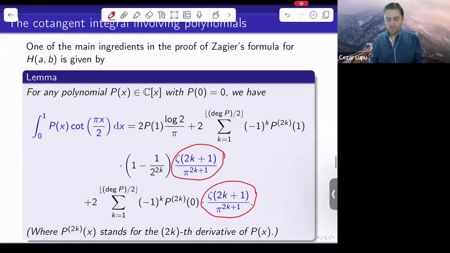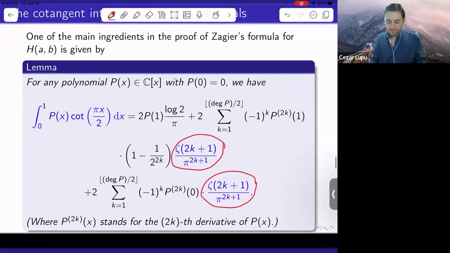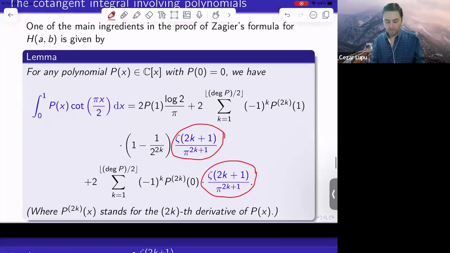So it's pretty much useful, and in fact, it has some connections. It looks surprising at first, but actually it's not surprising. It looks pretty extraordinary. And we used this; it was an essential ingredient in the proof of Zagier's formula.